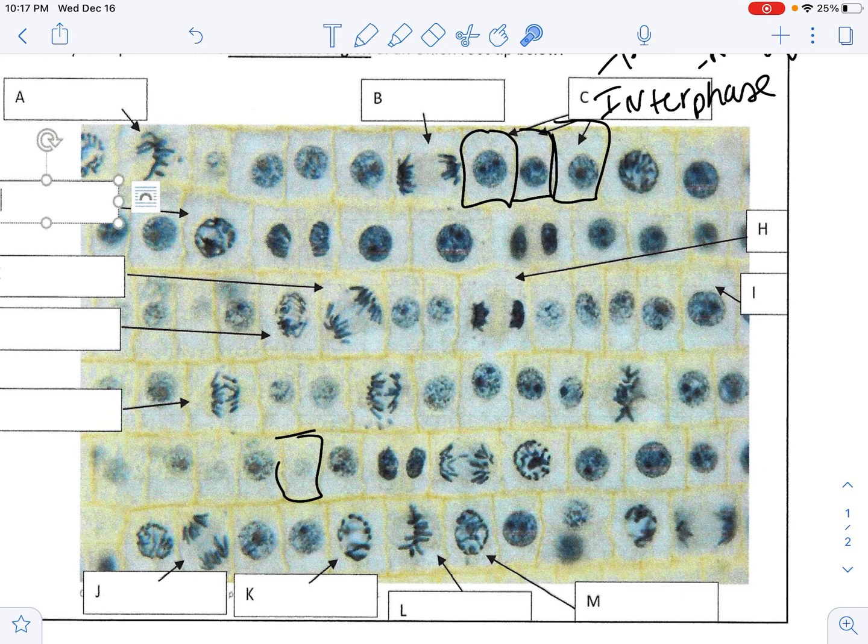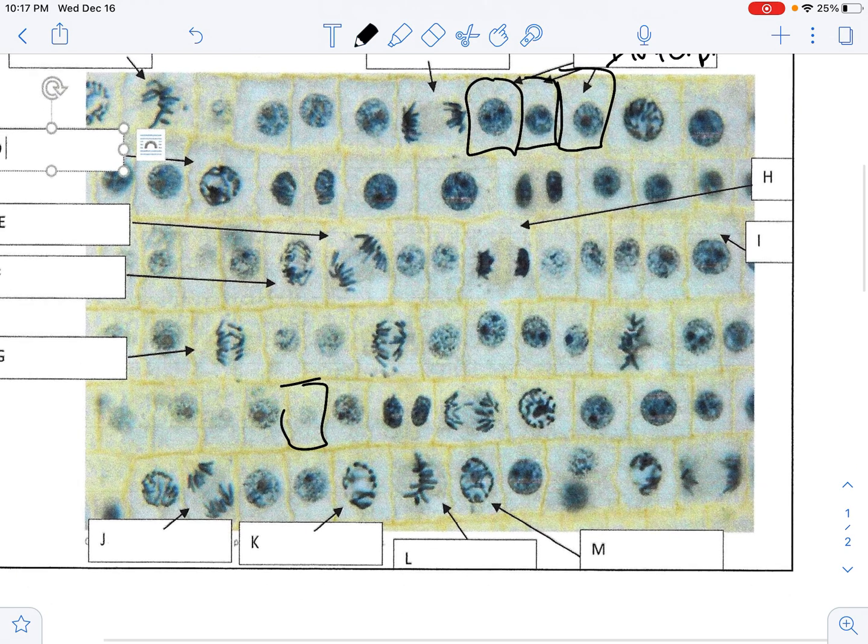Prophase is the one that they get mixed up with. So the interphase is there. And then let me show you, down here we have one that's in prophase. Here's another one that's in prophase.